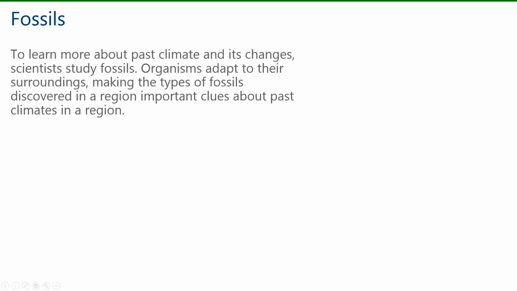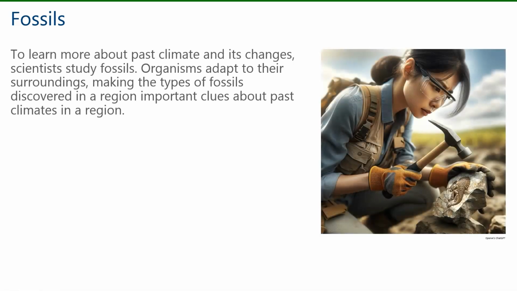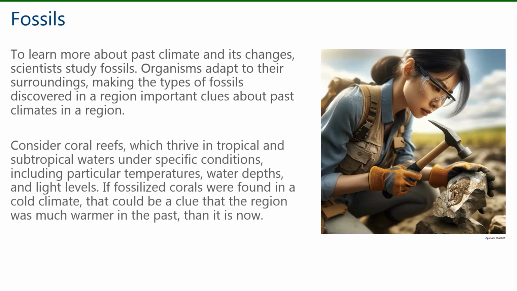Next, let's look at fossils. To learn more about past climate and its changes, scientists study fossils. Organisms adapt to their surroundings, making the types of fossils discovered in a region important clues about past climates in a region. Consider coral reefs, which thrive in tropical and subtropical waters under specific conditions, including particular temperatures, water depths, and light levels. If fossilized corals were found in a cold climate, that could be a clue that the region was much warmer in the past than it is now.